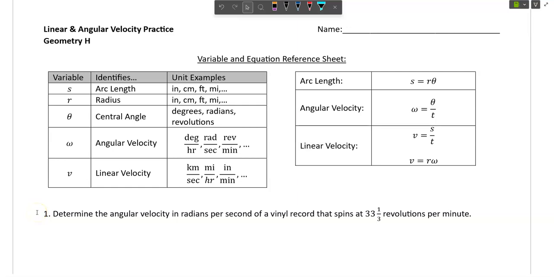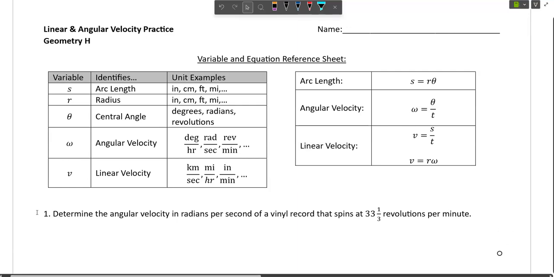Hi everyone, welcome to this video where we are going to do, I guess we'll call it a video answer key, where we're going to go over your classwork problems and give you some explanations to things. So at the top we have a summary here of what each of the variables represent, as well as our three main formulas: how to find arc length, which is the total amount you're traveling in these circular objects, angular velocity, and then linear velocity.